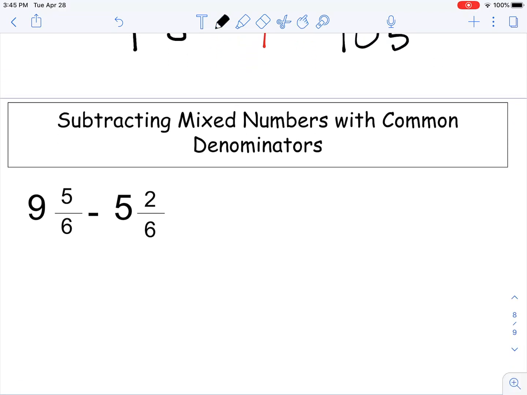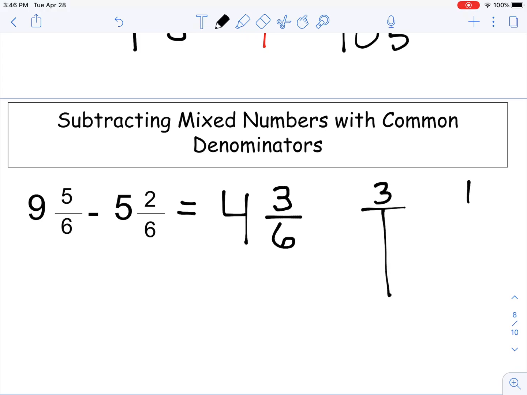All right, last one we're going to do together. Again, same common denominator, so I'm going to keep that 6. 5 minus 2, subtracting my numerators, I get 3. And 9 minus 5, I get 4. Ask your simplifying questions. Is top bigger than bottom? Nope. 3 and 6, can I divide them both by something besides 1? Do they have a GCF besides 1?